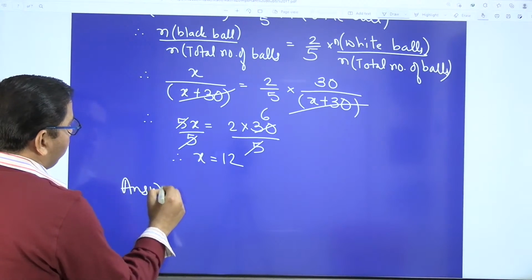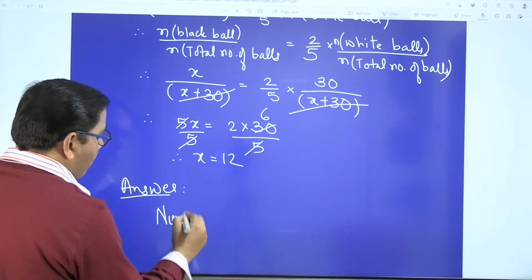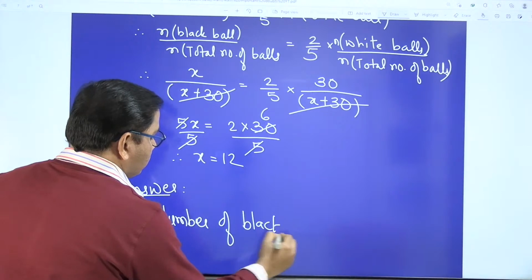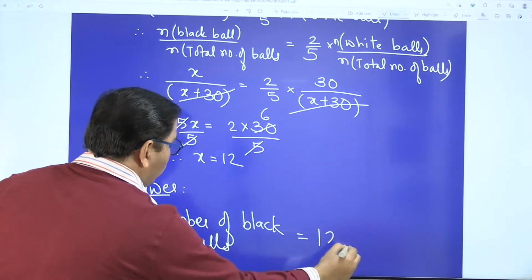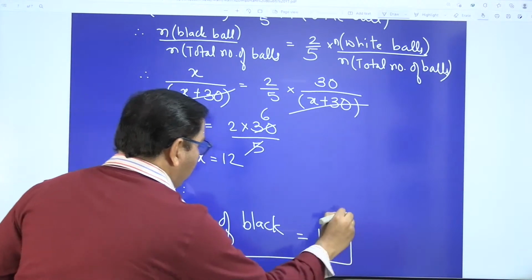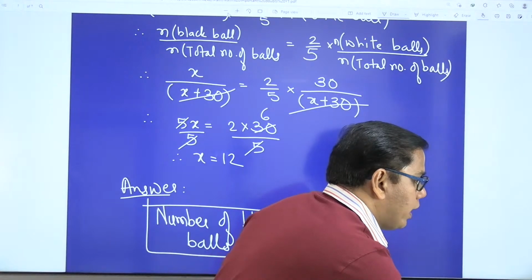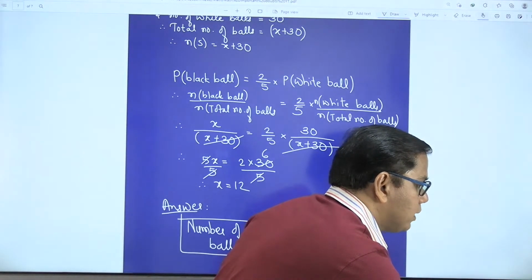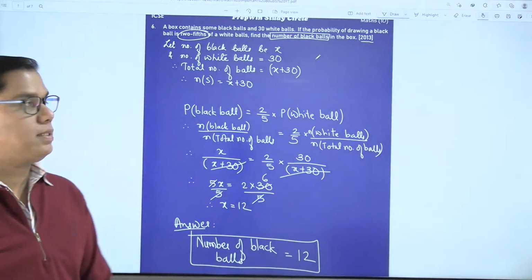Have this habit of writing the answer at the end. The number of black balls is equal to 12. Okay, this is my final answer. Box this answer, make it eye-catching so that the teacher doesn't have to search for the answer and can locate it easily. Okay, this was the last question. You can copy this down.